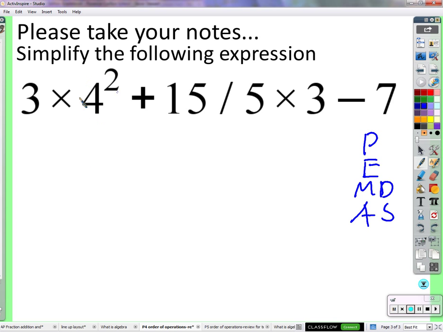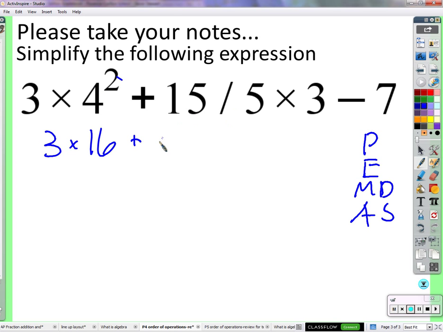So this 4, we have to choose between it being squared or it being multiplied by 3. Well, the order that we talked about, exponents, is what's going to come first. So 3 times 16. At the same time, we get this 15. It could be added to the 4. It could be divided by the 5. This 5 could be multiplied by the 3 or divided into the 15. Divided. We should do the 15 divided by 5 before the addition. It's on the left of the multiplication, so we should do it first.